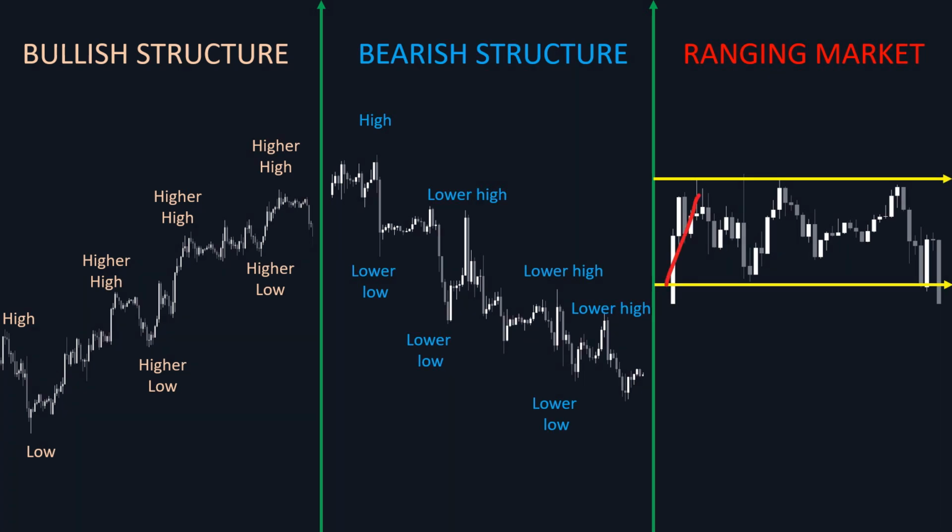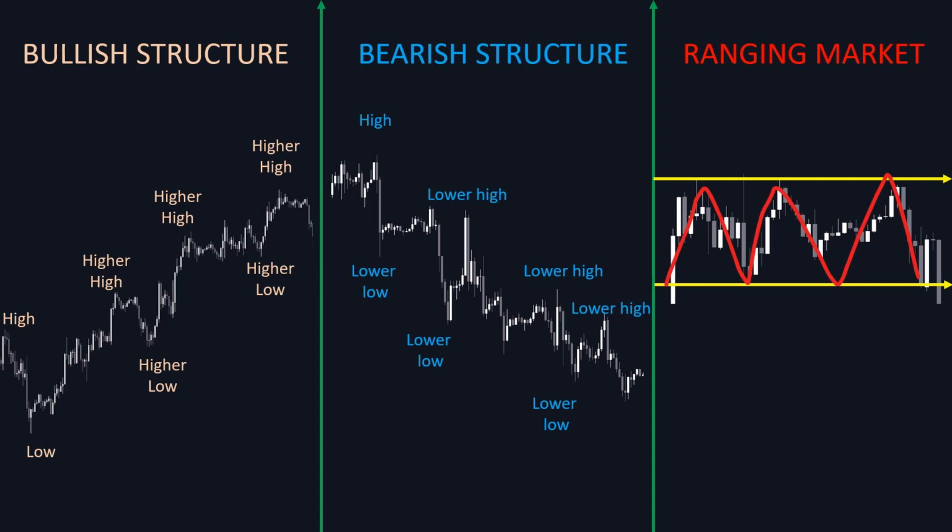Number 3, range-bound market or consolidation. When the market moves sideways, it's consolidating, and smart money is accumulating or distributing positions. This phase typically occurs when there is a temporary balance between buyers and sellers, leading to a lack of clear directional movement. During consolidation, smart money uses this opportunity to quietly build large positions without causing significant price movement, often setting the stage for the next big move.